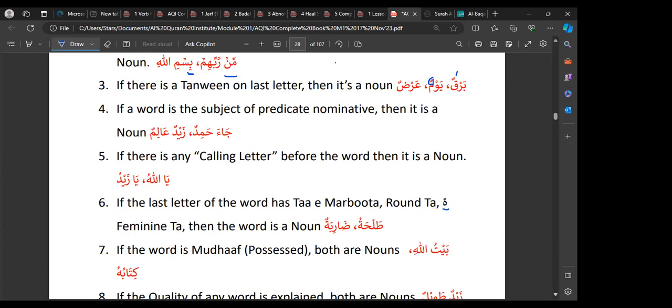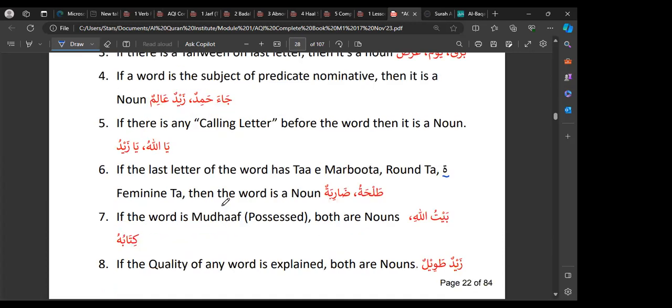Okay. Number 7, if the word is part of a possessive phrase, mudaf mudaf ilayh. So if there's any mudaf mudaf ilayh, for example Baytullah, then both of them will be nouns. A verb can't be possessed. You can't own a verb. You can only own a noun, and a noun can only be owned. If that makes sense. Baytullahi and Kitabuhu, both will have to be nouns.